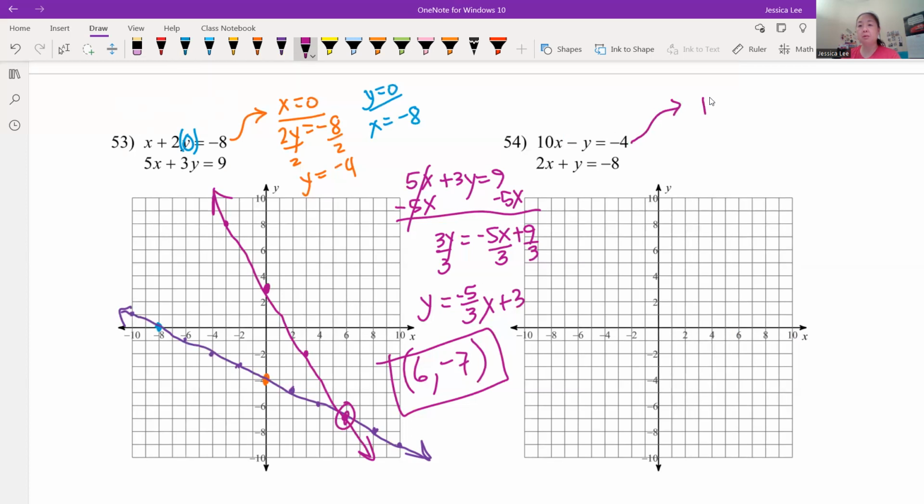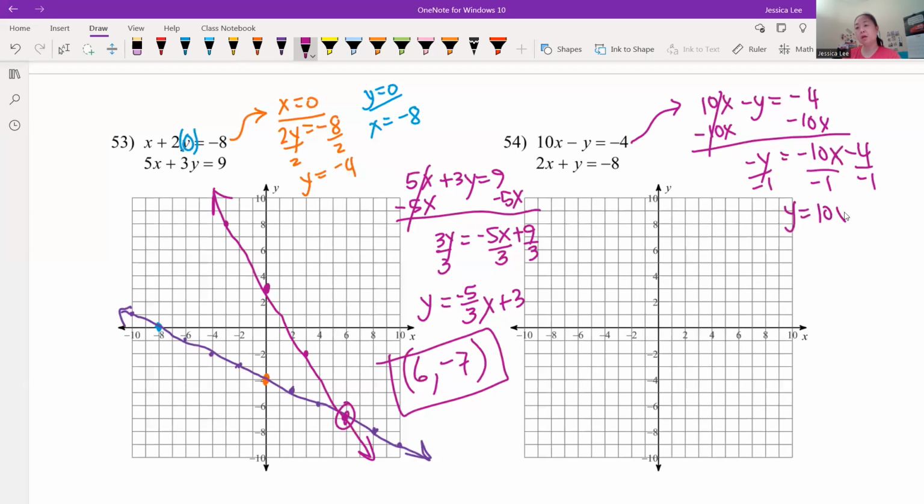So here we go. This is going to be 10x minus y is equal to -4. Let's subtract 10x. Negative y is equal to -10x minus 4. Get rid of that negative by dividing by -1. y is equal to 10x plus 4. We're going to go to 4. Can't go up 10, so I'm going to go down 10. And then to the right one, or to the left one, because that's a positive.